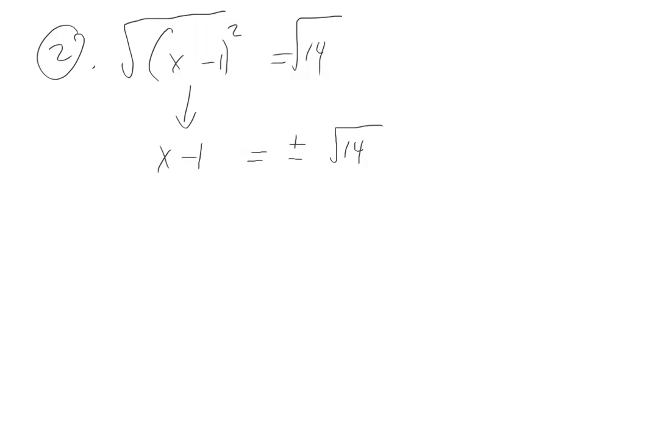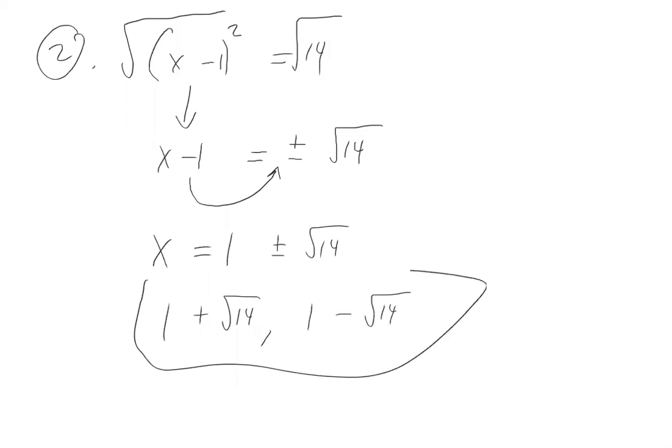Now I'm going to move this negative 1 over to that side. So x will equal positive 1 plus or minus the square root of 14. Once again, I need to separate those answers from each other. So the answer is either 1 plus the square root of 14, comma, or 1 minus the square root of 14. Then let me go to problem 3.